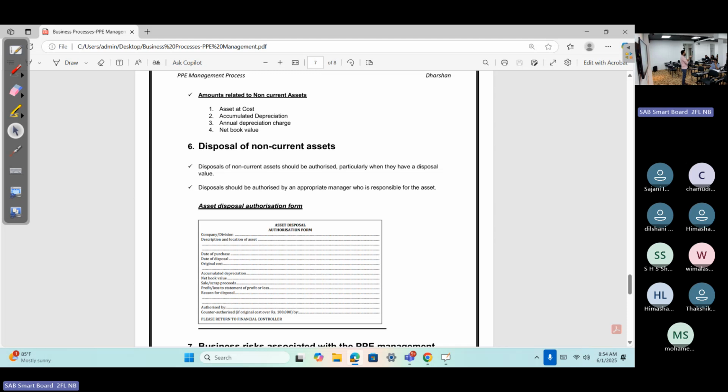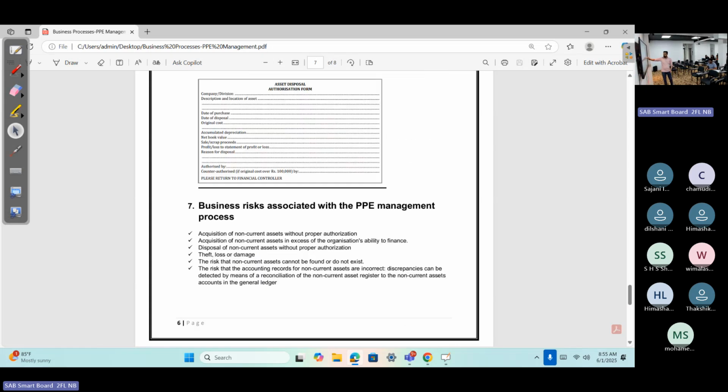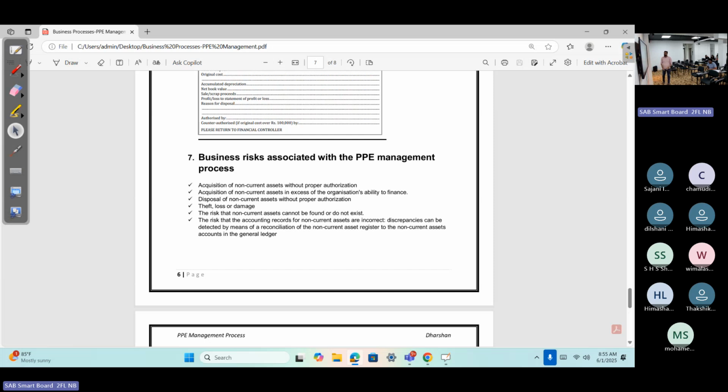Okay. Disposal without proper approval. PPE has been disposed, okay, without approval. And sale price. Asset was disposed less than market value. That's also risk. So, acquisition of non-current assets without proper authorization.